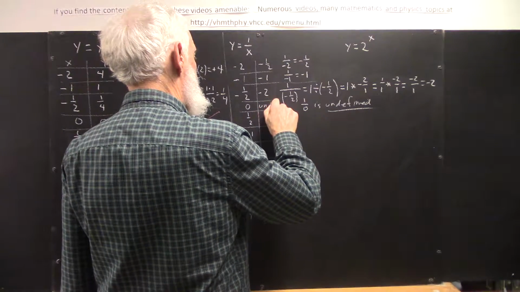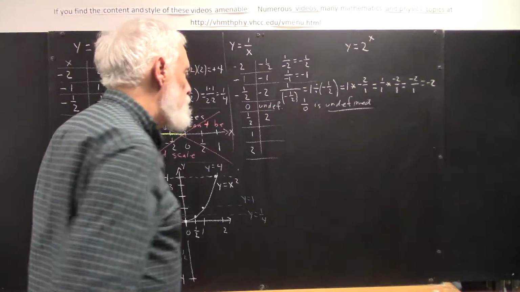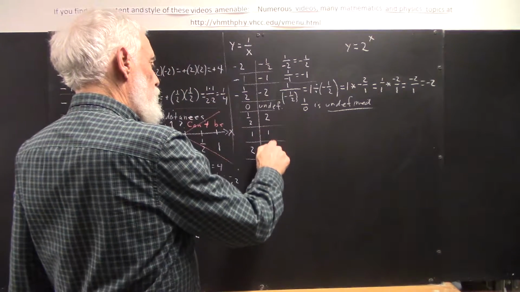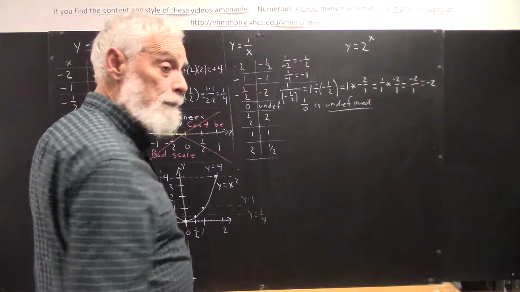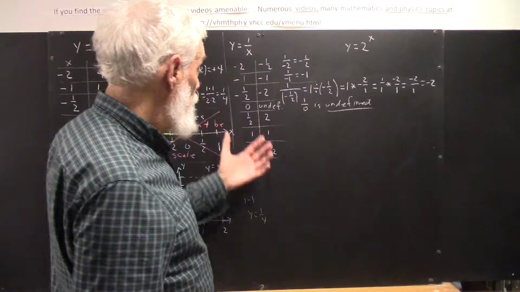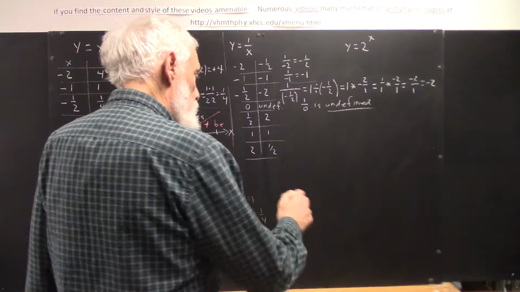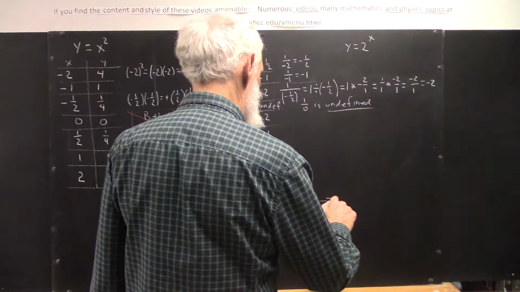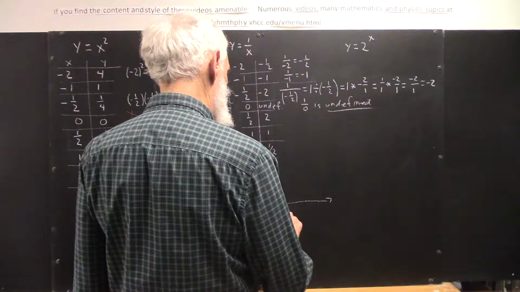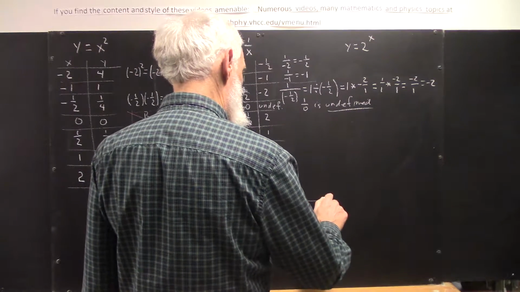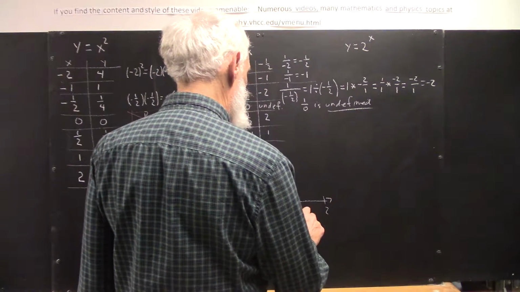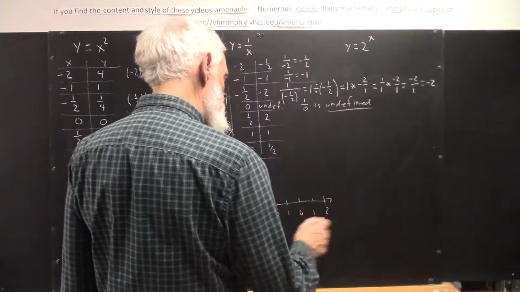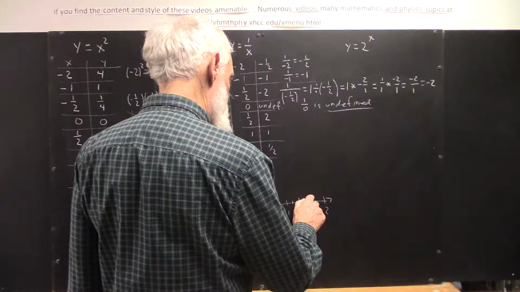Then 1 divided by 1 is 1. 1 divided by 2 is 1/2. So now that we have our values, we can sketch our x-axis from -2 to 2 with 0 in the middle. We put a 1 in the middle of each of these intervals, and then we're going to have 1/2 here.